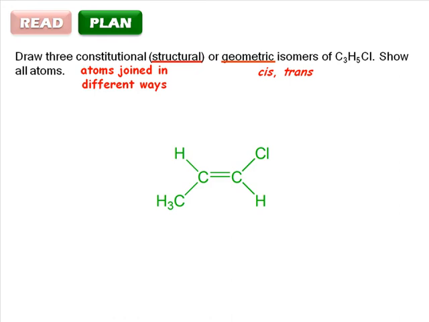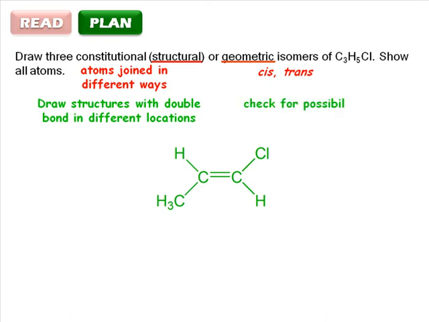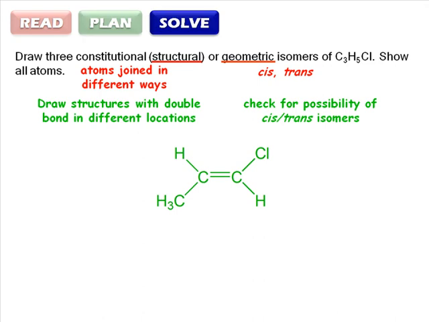To get structural isomers of this molecule, we'll need to draw structures with the double bond in different locations. And to get geometric isomers, we should check for the possibility of cis-trans configurations of the double bond. Let's solve. To get a new structural isomer, we can simply move the double bond over to the other carbon atom. Don't forget to shift a hydrogen atom too, so that each carbon atom still has 4 bonds.